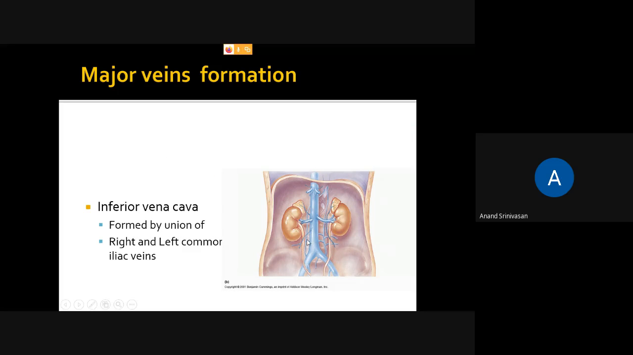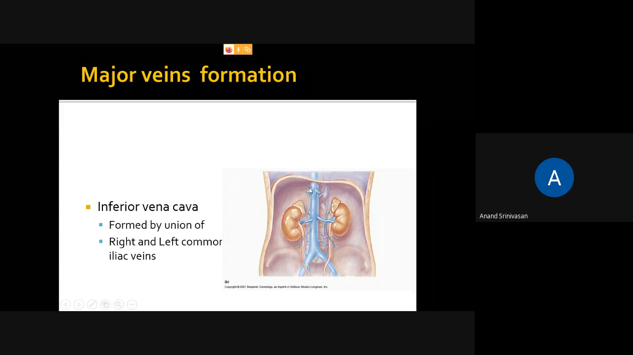The inferior vena cava, how is it formed? You already know, it is the same as that of arteries, but in reverse direction. The external iliac vein joins with the internal iliac vein to form the common iliac vein. The common iliac veins on right and left join together to form the inferior vena cava. There will be renal veins as well as the gonadal veins.